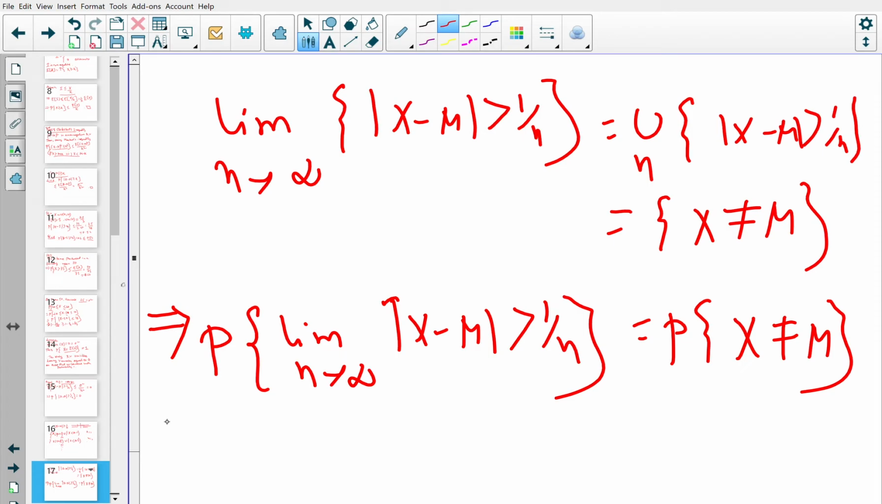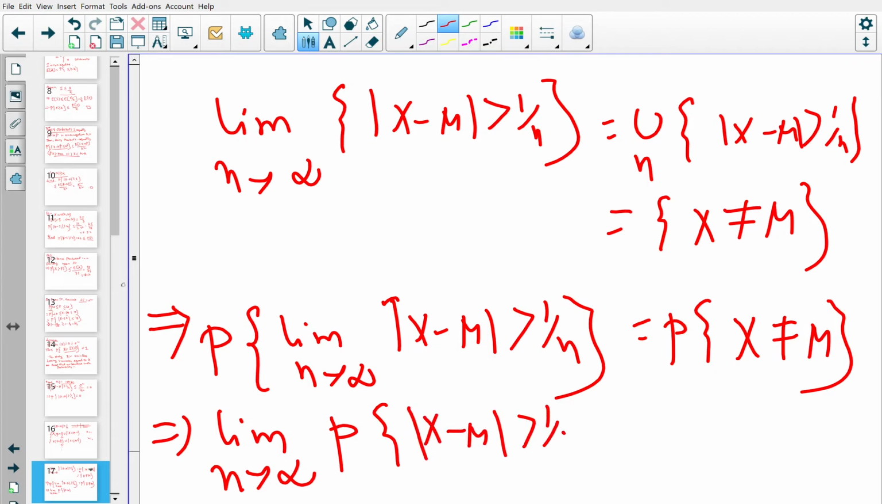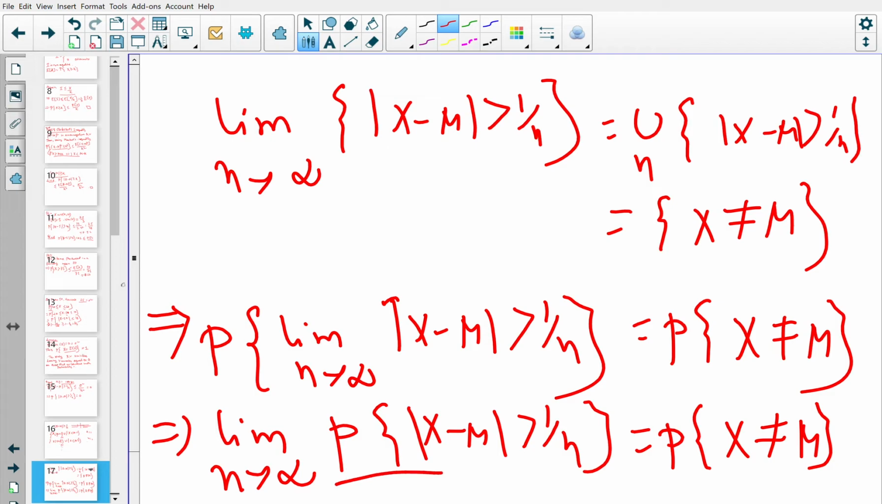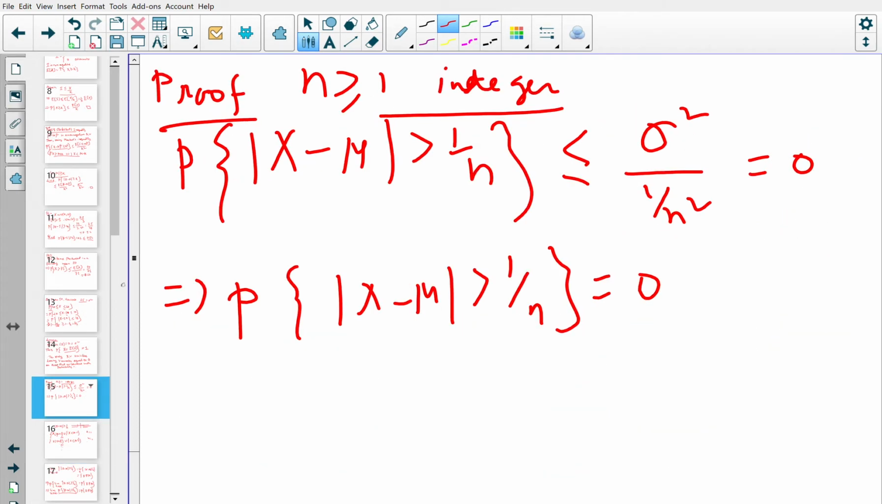But this is using the continuity property. I know that this is the limit as n tends to infinity of the probability that mod of x minus mu is greater than 1 by n, right? And this quantity is the probability x not equal to mu. Clear? Okay, but what is this quantity? Probability mod of x minus mu greater than 1 by n. So this is 0. We already noticed this is 0 using Chebyshev.